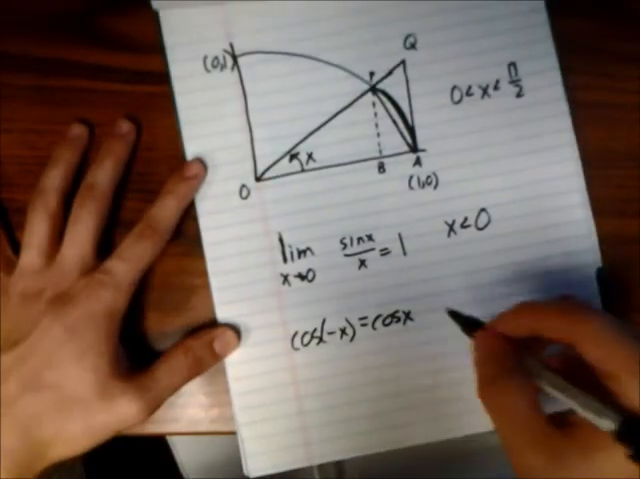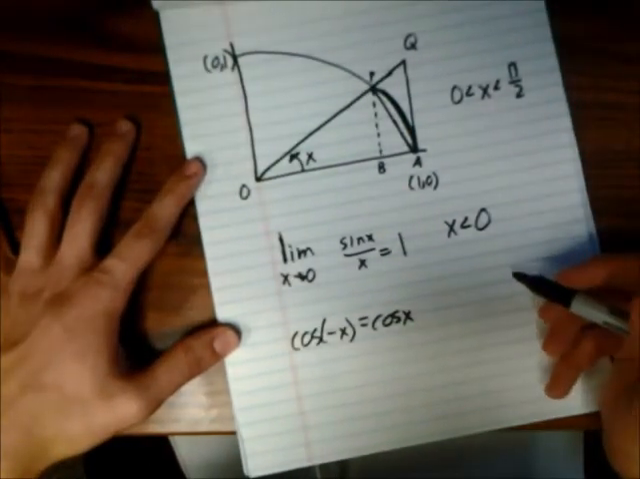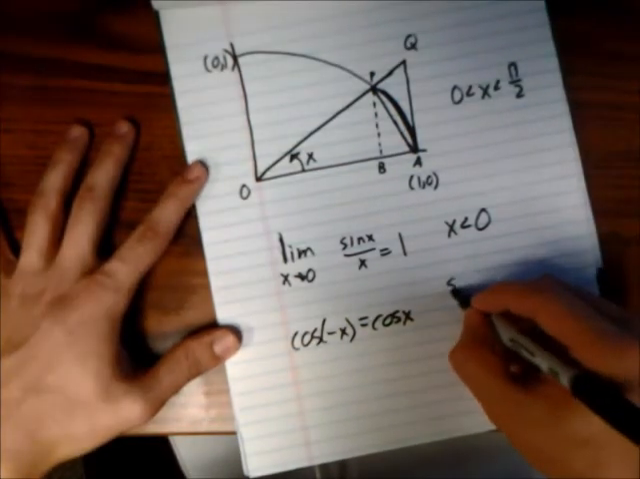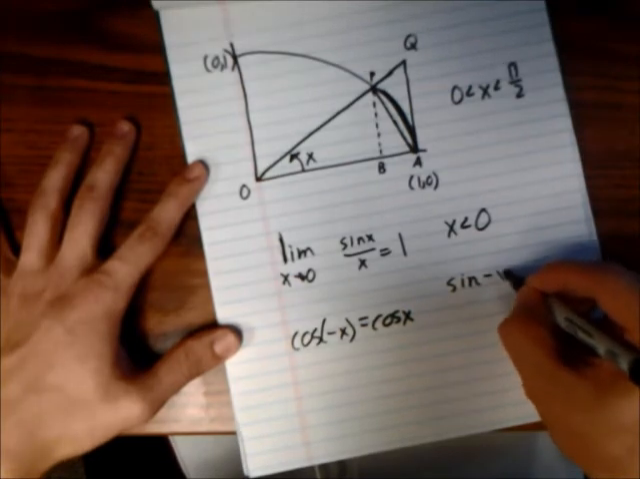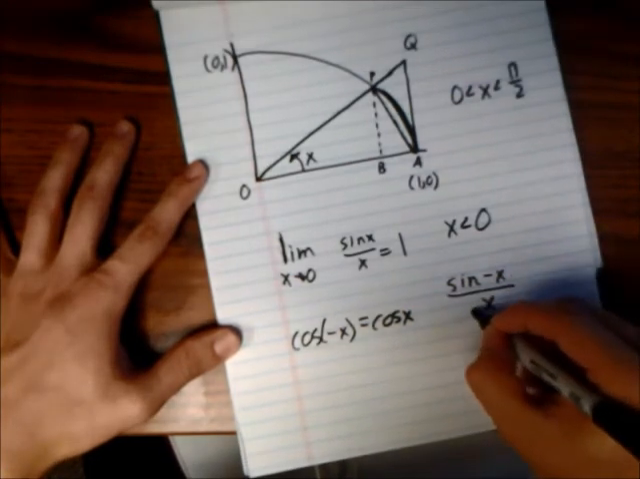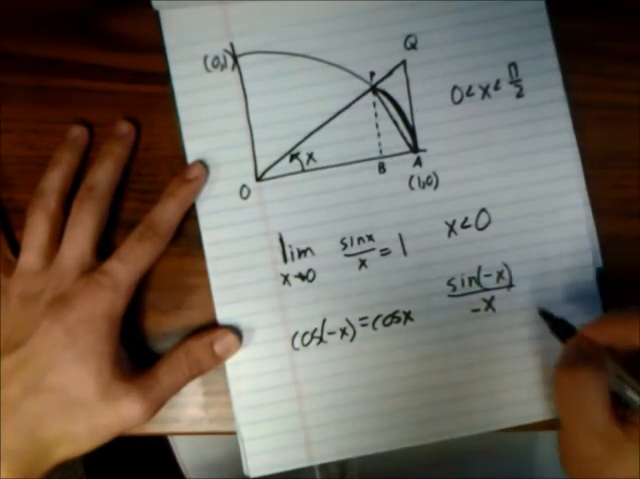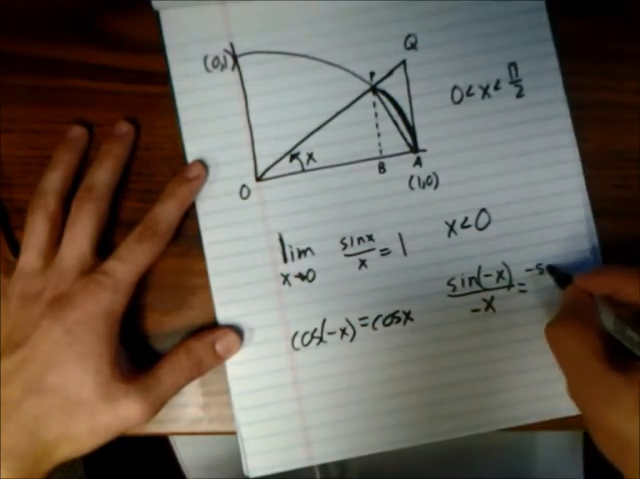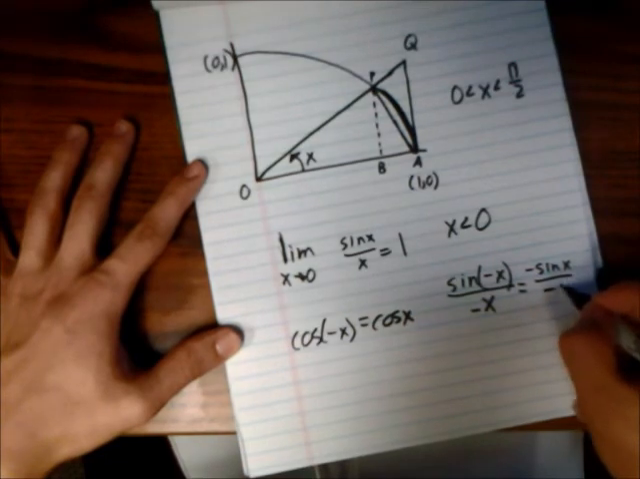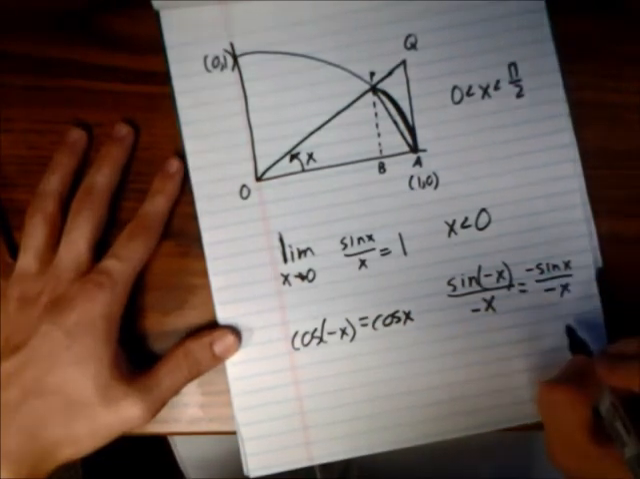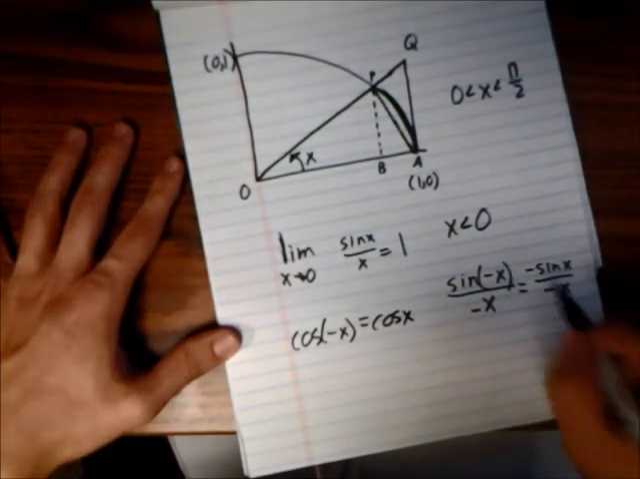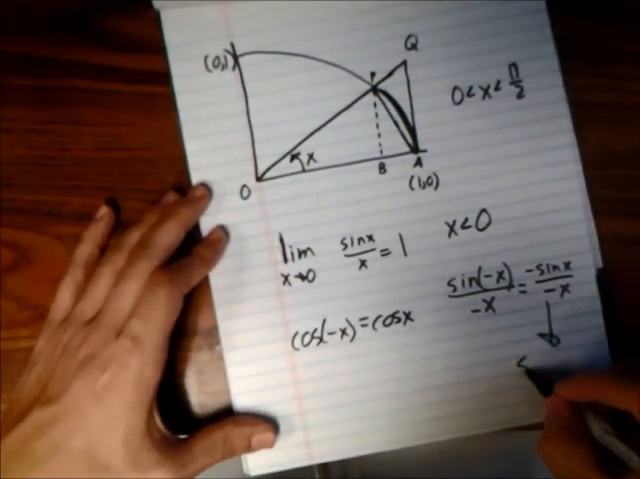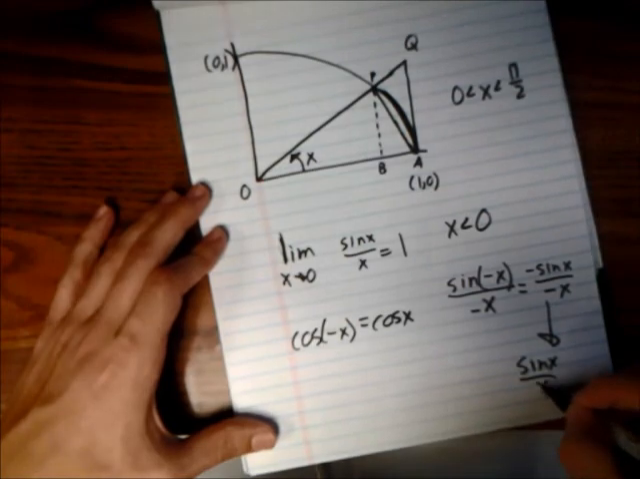And then for the other one, sorry, forget what I said. When you do this, sine of negative x over negative x equals negative sine of x over negative x. That's the property of sine. But these two negatives, negative divided by negative, cancel. So what you end up with is simply sine x over x.